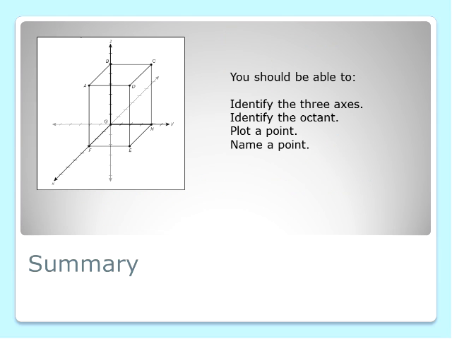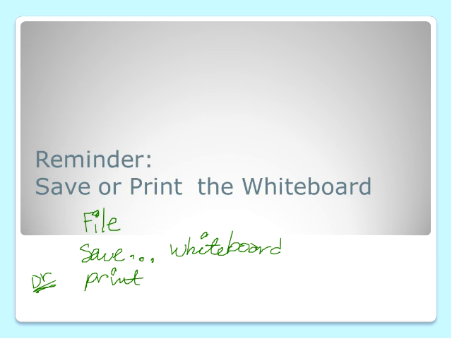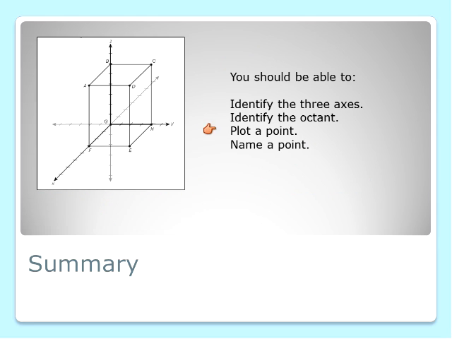All right, we talked about the whiteboard. Now, to wrap it up, you should be able to identify the 3 axes, which we did as X, Y, and Z. You should be able to identify the octant. We did all 8 octants. You should be able to plot the point and name the point. If you can do all of those things, then you did awesome today.